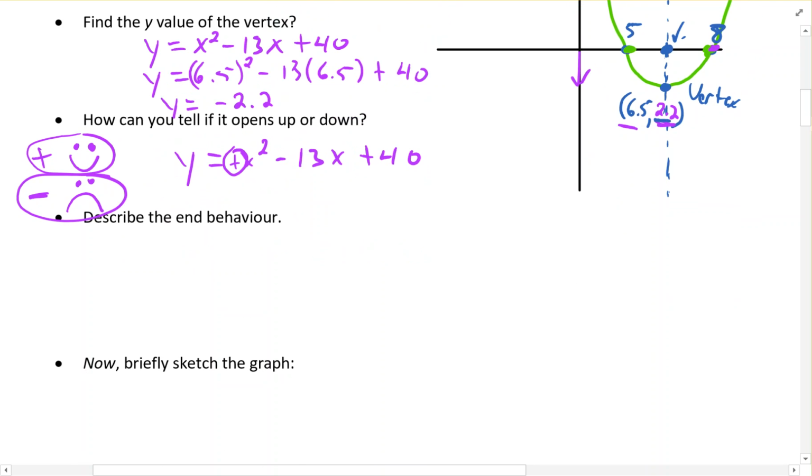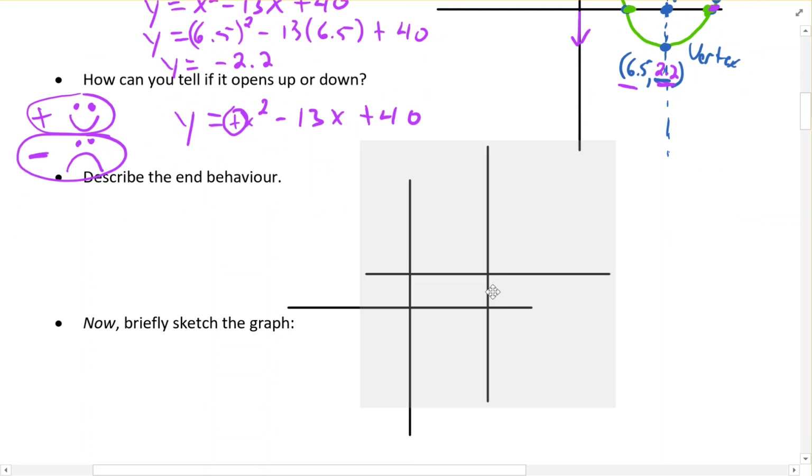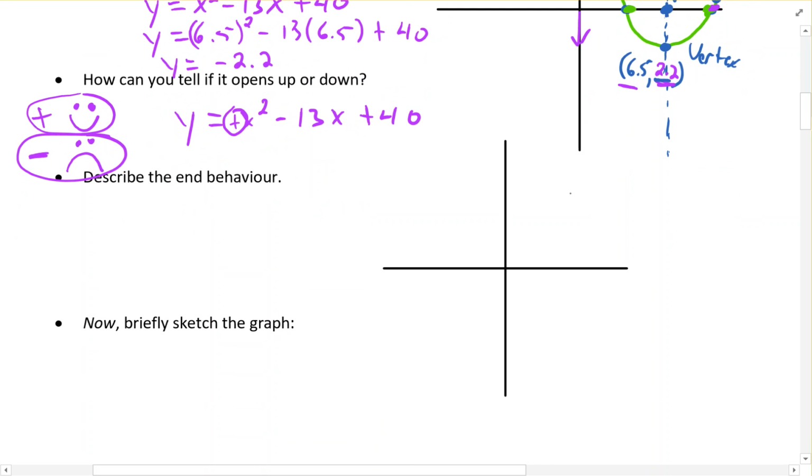Okay, describe the end behavior. To describe the end behavior, we have to make sure that we've got our quadrant system figured out. So if I go like this, we've got to make sure you know that this is quadrant 1, this is quadrant 2, 3, and then 4, right? So it starts in this one and then goes counterclockwise, a little bit different than you might think.